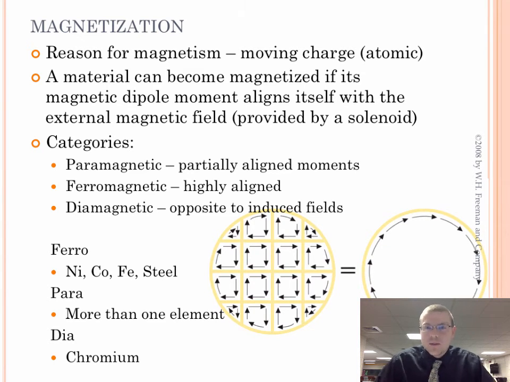I am not a magnetic material. That means that my atoms are spinning in opposite directions, or most of my electrons are paired. But when you talk about different things like ferromagnetic materials, nickel, cobalt, iron, steel, those all have highly aligned magnetic dipole moments. Paramagnetic materials have partial alignment there, and diamagnetic materials do not like to be magnetized.